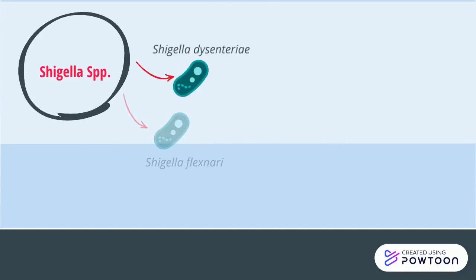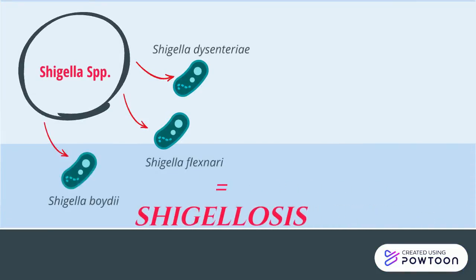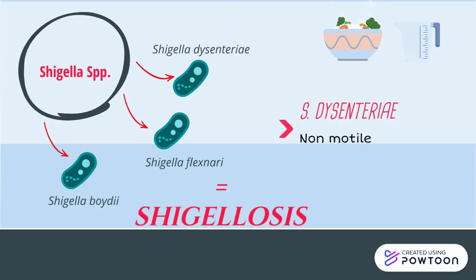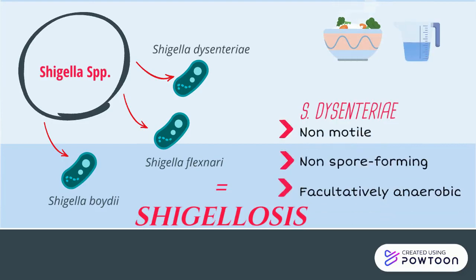Shigella dysenteriae is one of the species of the group of Shigella bacteria, along with Shigella flexneri and Shigella boydii, which all contribute to the disease shigellosis, and is contracted by consuming contaminated food or water. Shigella dysenteriae is non-motile, non-spore-forming, and facultatively anaerobic.